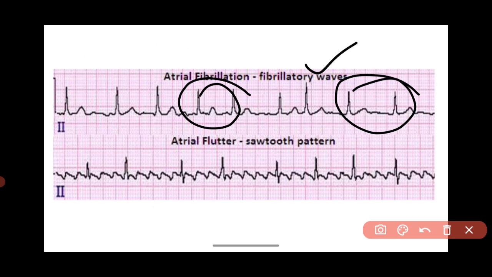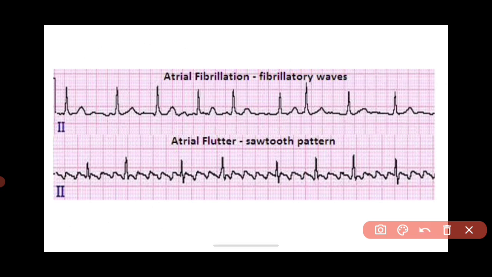The next one, rhythm: it is irregular and there are no P waves. So the PR interval, we cannot measure it because there are no P waves at all. This kind of pattern is seen in which disease? Atrial fibrillation. So the next thing is atrial flutter.